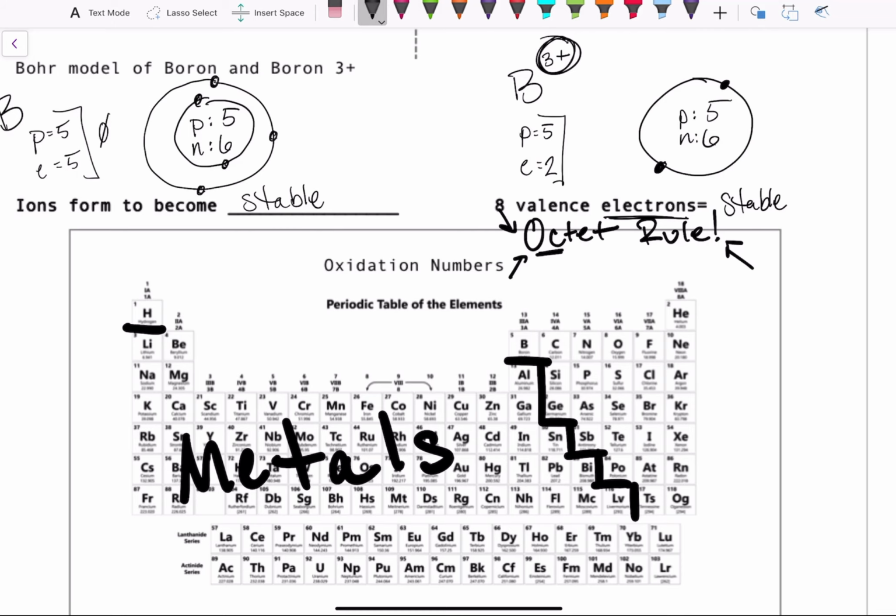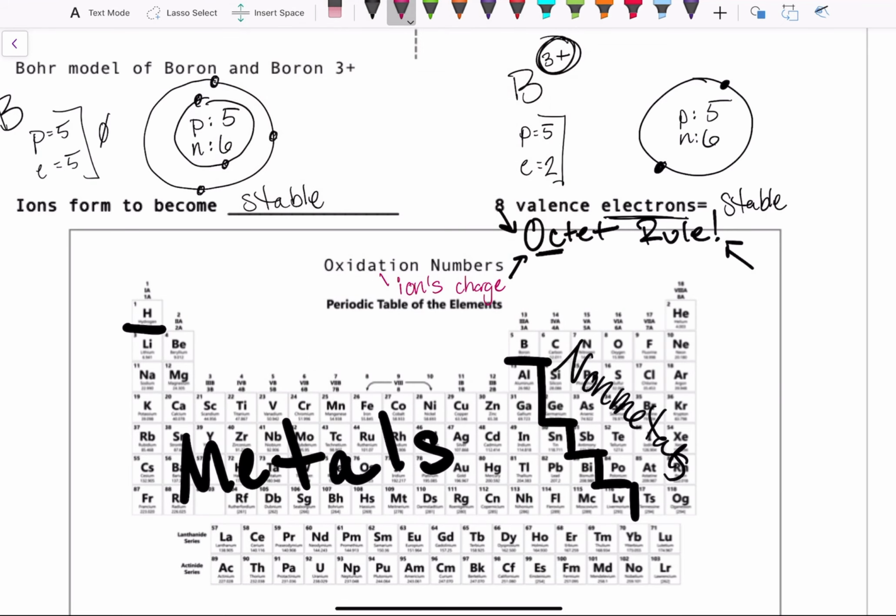Okay, so we talked about how metals typically form cations, and nonmetals over here typically form anions. Here are some typical charges that you will see. Just like valence electrons have a pattern, so do what we call oxidation numbers, and an oxidation number is just whatever the ion's charge is. So this would be the oxidation number, the ion's charge.